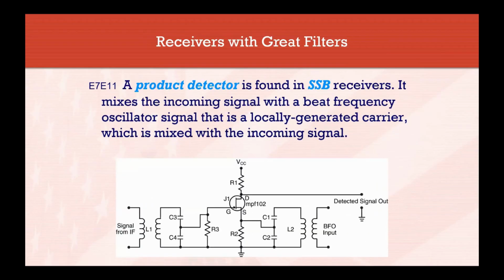Product detector is found in single sideband receivers. Mixes an incoming signal, a beat frequency signal, does all that magic in order to give us a good signal on the way out. Notice those two, C1 and C2, and C3 and C4, providing a capacitive divider network there, which allows that signal coming from L1 to go through C3 and go on over to the gate, let's say to the gate of the first transistor. C4 there prevents the voltage from the gate from going to ground. So those things all have their purpose, but that's not the question. Product detector and single sideband, that's the key.